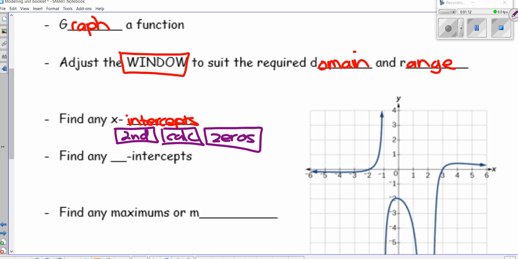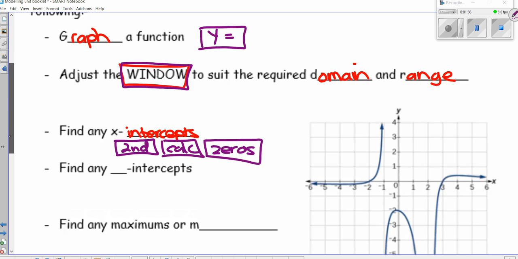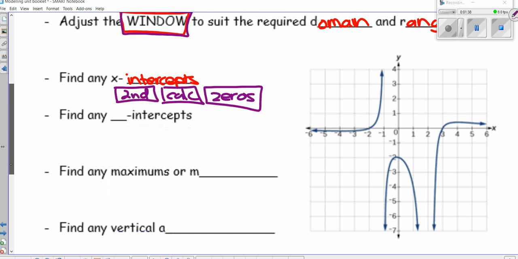So of course to graph the function, you go to the Y equals button. To adjust the window, you go to the window button. What do you mean by zeros? X intercepts. So once you've graphed, it just says zeros. You press it and it gets your answer. Second calc and then zeros is how you find the X intercepts. And then it asks for the left bound and the right bound, that kind of thing.